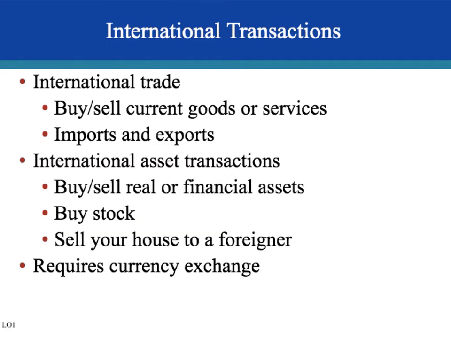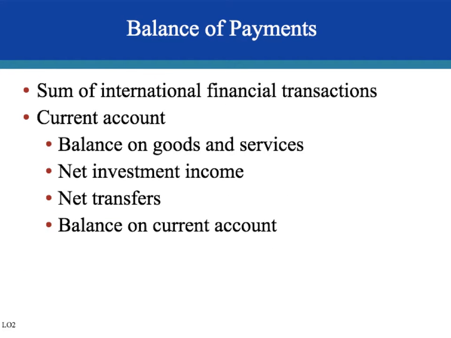Also, people can buy or sell real or financial assets to foreigners. We can buy foreign stock. We can also sell our house to a foreigner, and when we do that, we acquire the foreign currency as well. Okay, so the balance of payments has the current account and then the capital and financial account, and the two of them are equal to each other. And overall, it is the sum of international financial transactions.